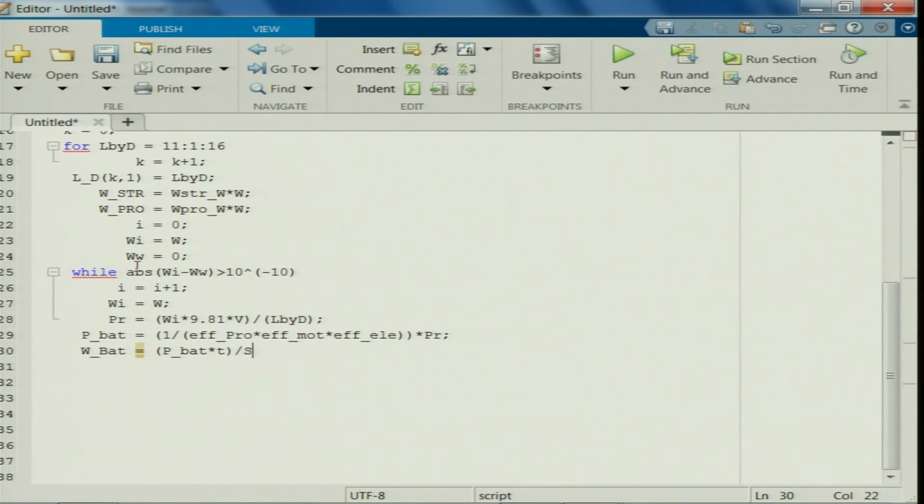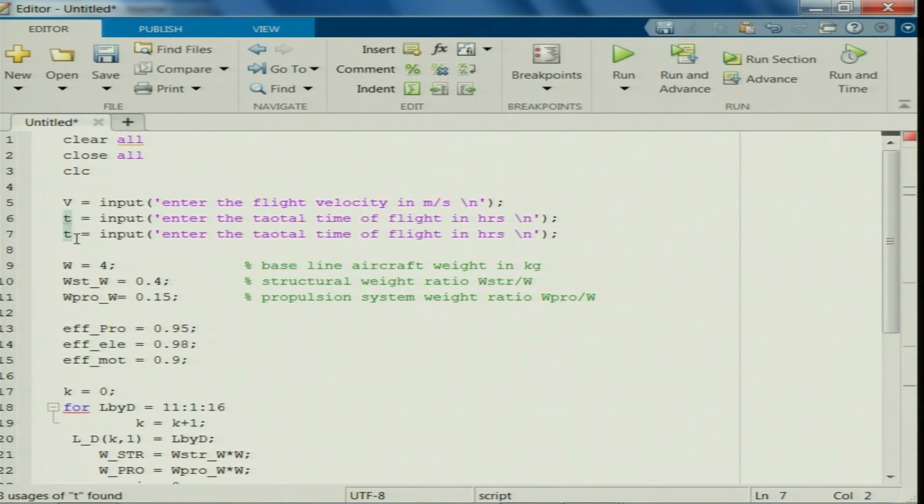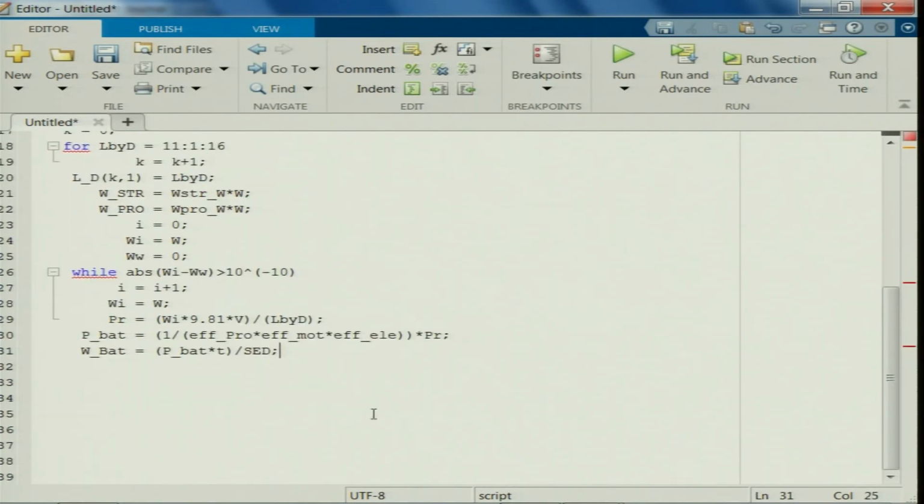So, we need to give SED also as an input in watt-hour per kg. So, say control C, SED, specific energy density, enter the total specific energy of the battery in watt-hour per kg. Okay. So, now you got the weight of the battery.